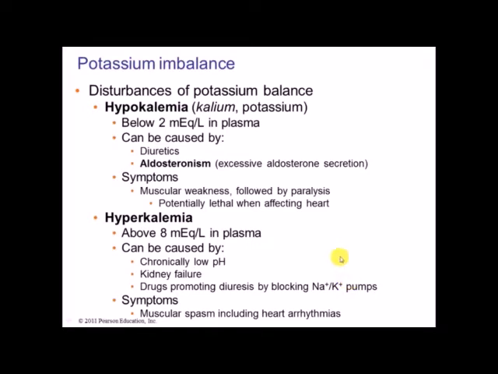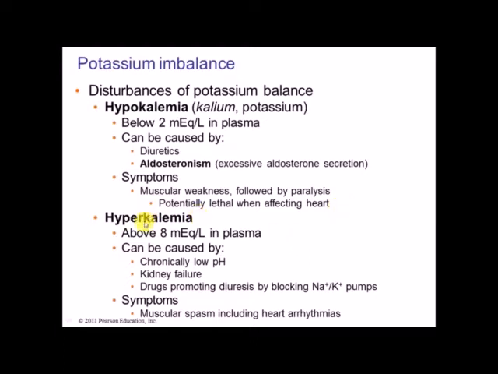So hypokalemia, we're looking at below 2 milliequivalents in the plasma. This can be caused by diuretics, and so like I said, if someone is taking diuretics, you need to watch them very closely for hypokalemia. If somebody has abnormal secretion of aldosterone, or aldosteronism, they're going to have muscular weakness, they're going to have paralysis, and it can be potentially lethal, affecting their heart if it is not corrected.